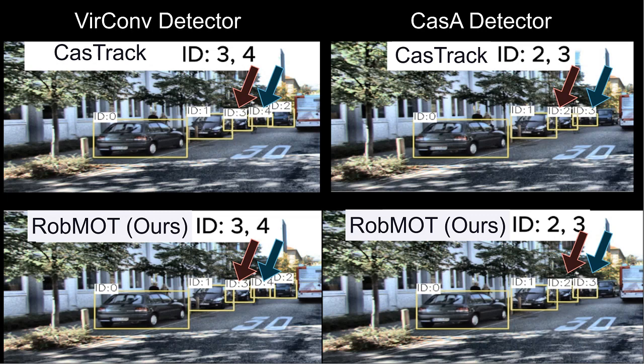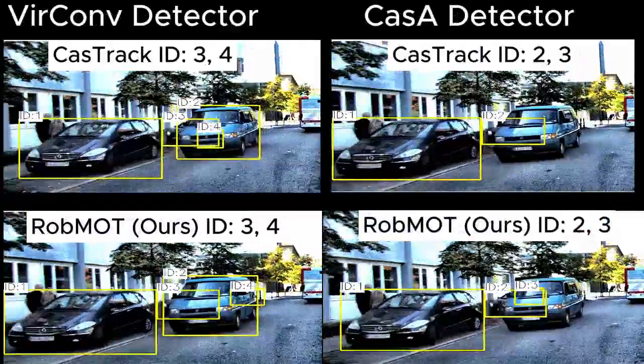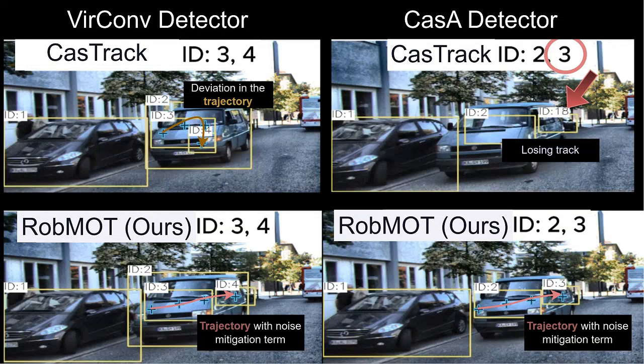Look at the bounding box of the car with ID 4 in CASTRAC at the top left. The bounding box is moving down during the occlusion. However, the bounding box shouldn't have moved since the car with ID 4 does not move. You can see our framework using either VirConv or CASA detector shows a robust trajectory of the car during the occlusion without being deviated, as what happened with CASTRAC at the top left.